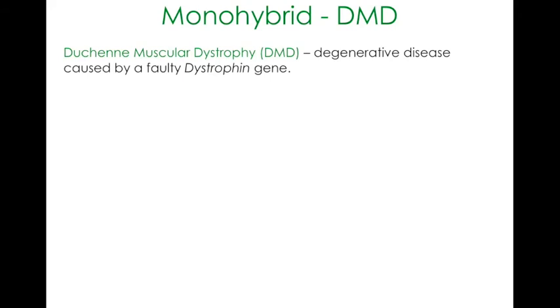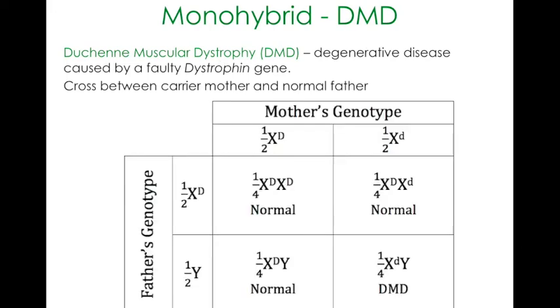Okay, we're going to look at muscular dystrophy, or DMD, Duchenne muscular dystrophy. It is a degenerative disease caused by a faulty dystrophin gene. Okay, now dystrophin is a muscle fiber, right? And so Duchenne muscular dystrophy is when something goes wrong with the muscle fiber and results in an individual with non-functioning muscles, for the most part within their body. Okay, so we're going to cross between a carrier mother and a normal father. Okay, here is the Punnett square showing that. Okay, now let me point out a few things before we start looking at the possible outcomes.